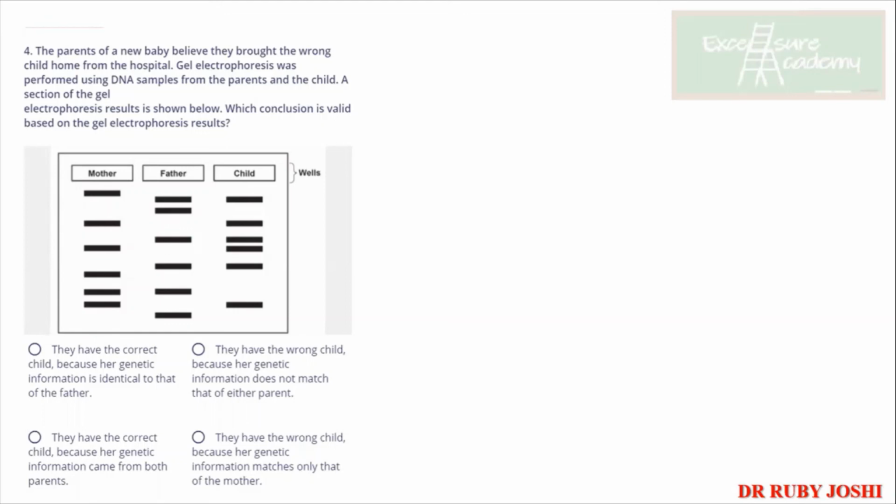Three. Okay, let me just give the number. A. D. C. So they have the correct child because the genetic information came from both parents. So if we see, ये भी match हो रहा है, ये भी match हो रहा है. This is also matching. This is also matching. So what do we see? That it is matching with both the parents.